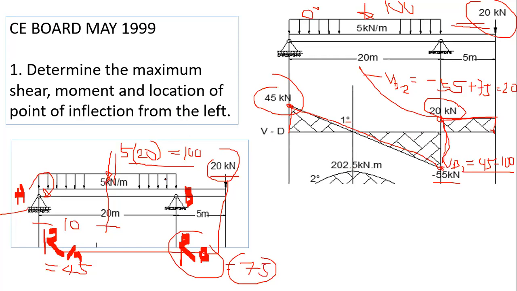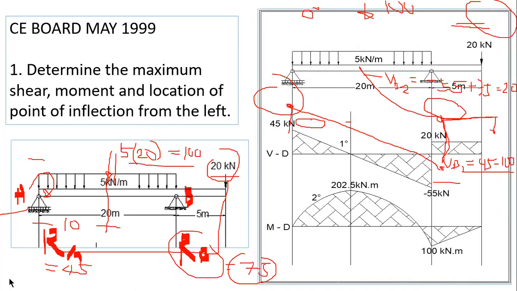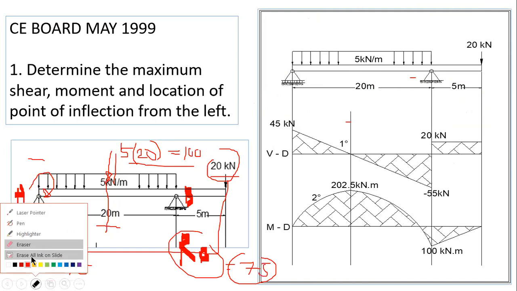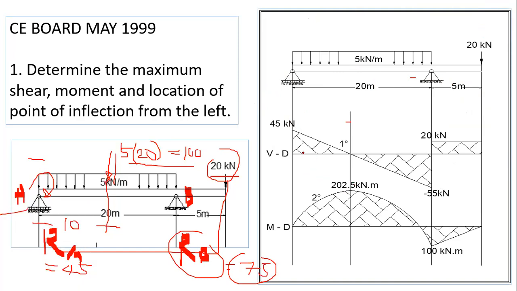How about the moment diagram? This area, if you're going to compute, is just the value of the moment at this point. So this should be your shear diagram and moment diagram. We calculated earlier how to compute your shear. Now, how did you compute this 202.5? This 202.5 is just the value of this area. But first, how are you going to compute this x?